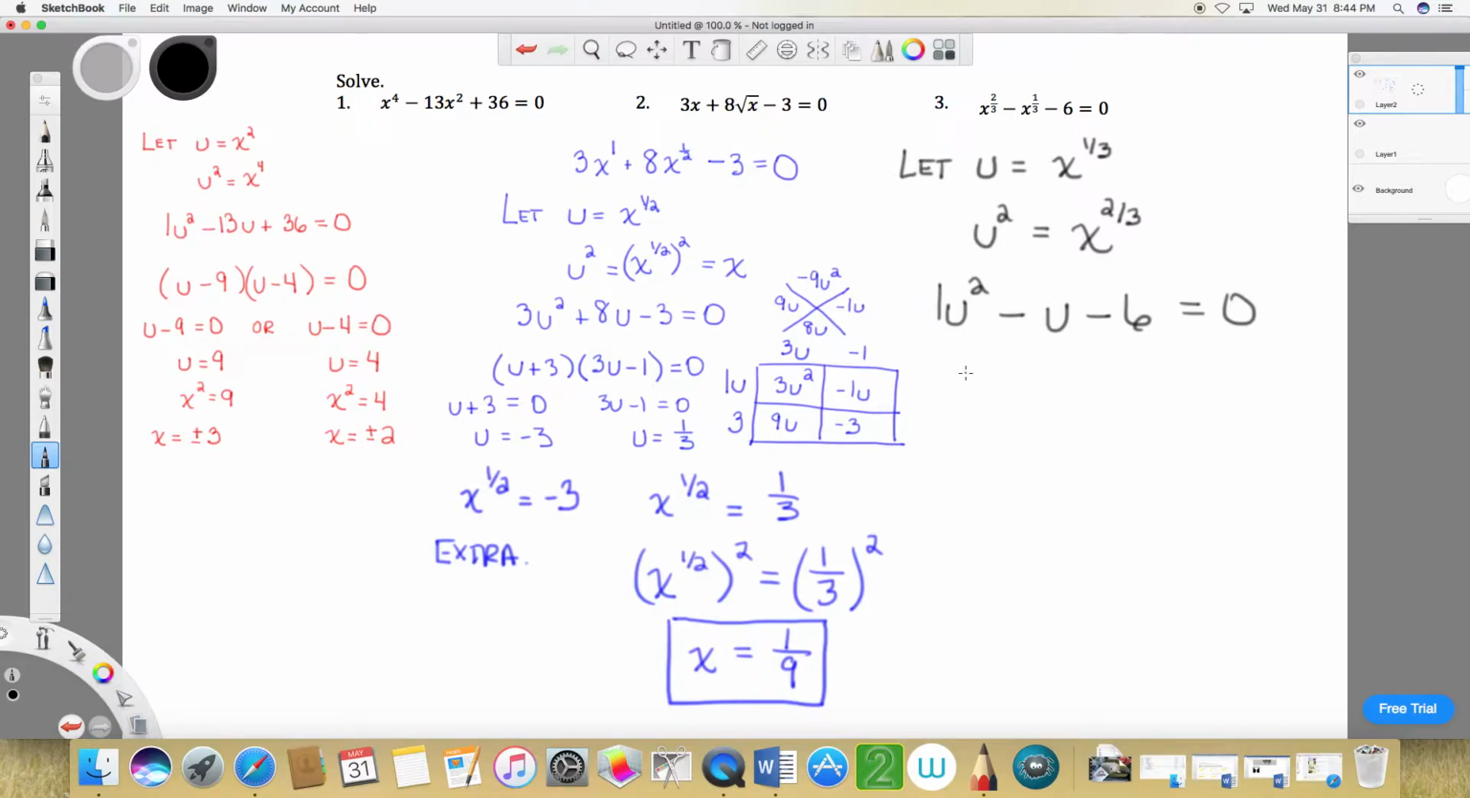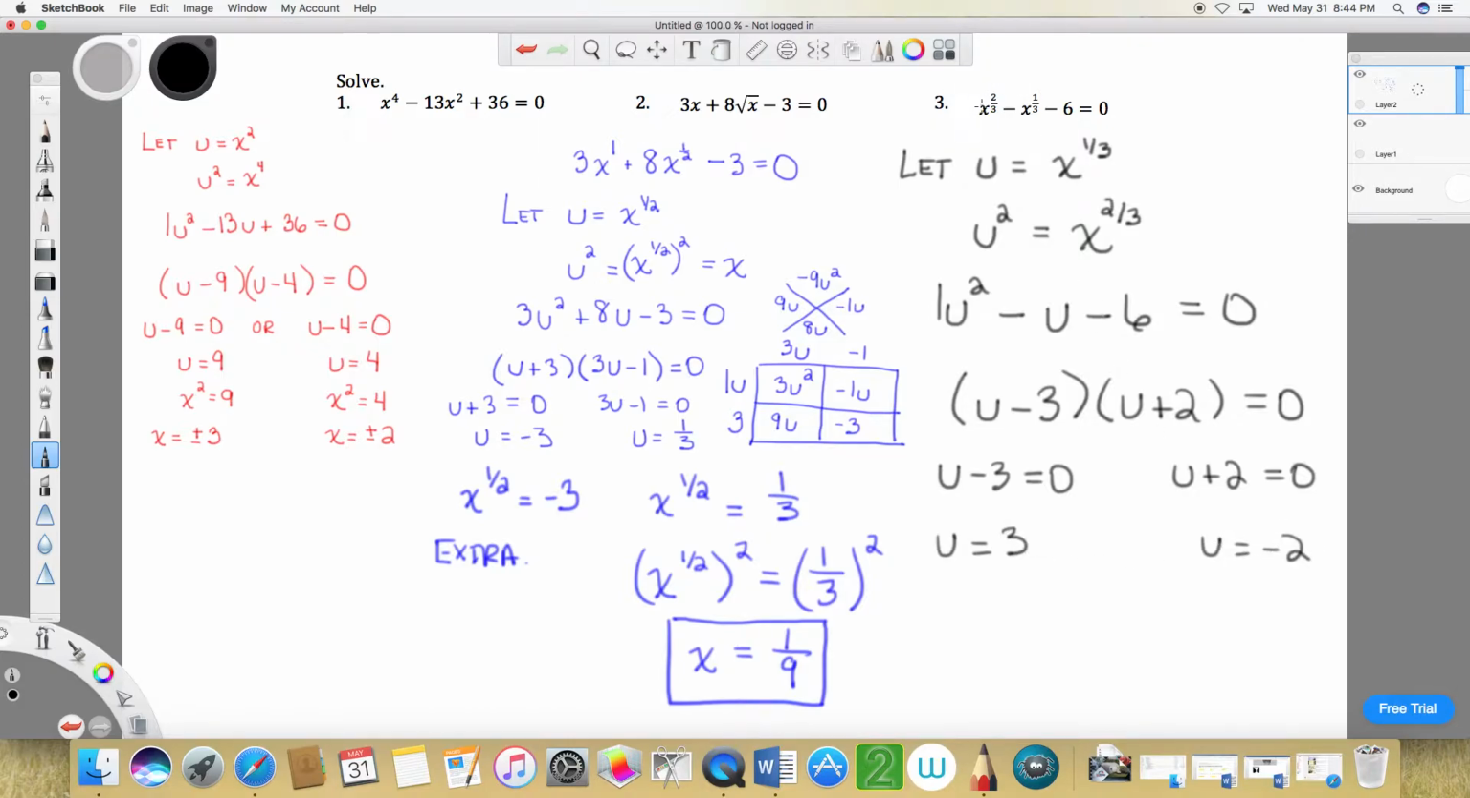And here with the leading coefficient of 1, it's easy to see that this factors to u minus 3 and u plus 2. And this splits into two equations where u minus 3 is 0, or that u plus 2 is equal to 0. So we've easily solved this for u, but we want to solve it for x. So we replace u with x to the 1/3 power. And if I raise both sides of this equation to the third power, I get x, and 3 to the third power is 27.